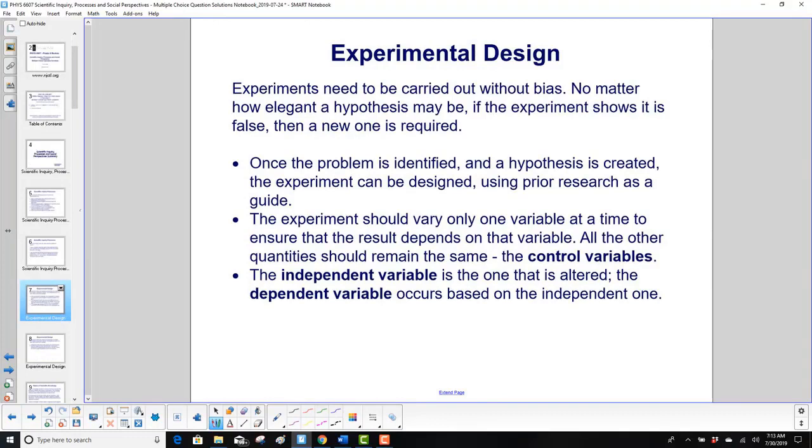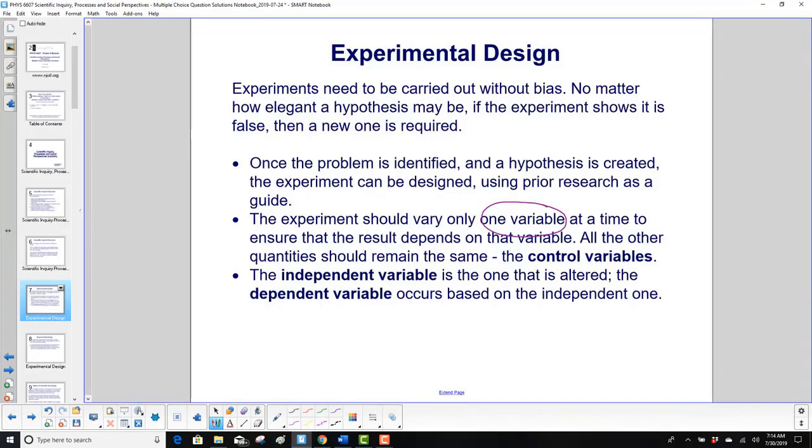When you design an experiment, you have to design it such that it is carried out without bias towards proving your hypothesis. No matter how elegant that hypothesis may be, if the experiment shows it is false, then a new one is required. A new hypothesis, that is. Once the problem is identified and you have your hypothesis or educated guess, you can design the experiment using prior research as a guide. The experiment should vary only one variable at a time to ensure that the result depends on that one variable. All the other quantities should remain the same.